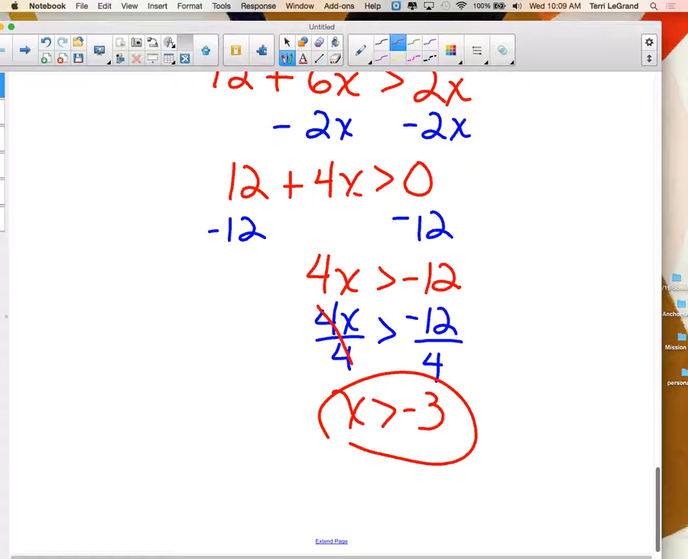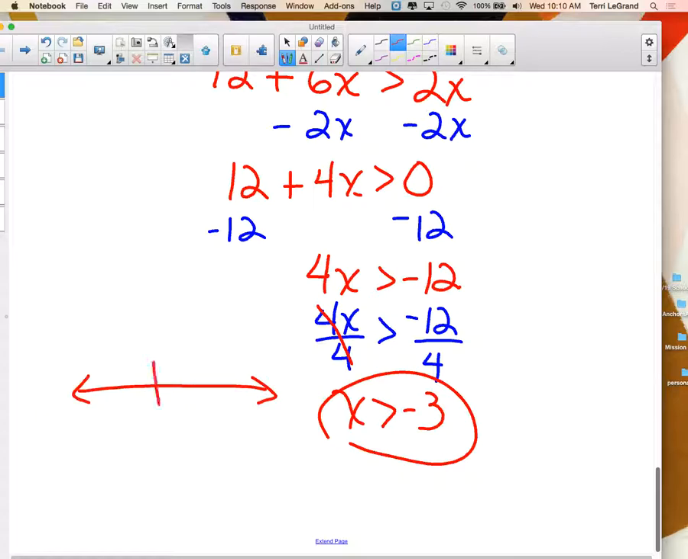You may not have used the same solving step I did to start with, so yours may look different, but what should be the case? We still should get the same answer, shouldn't we, in the end? So if you moved the 2x instead, or the 6x I mean instead, you probably ended up with your statement reading differently than mine does, correct? So x is greater than -3 has to be the solution for this.